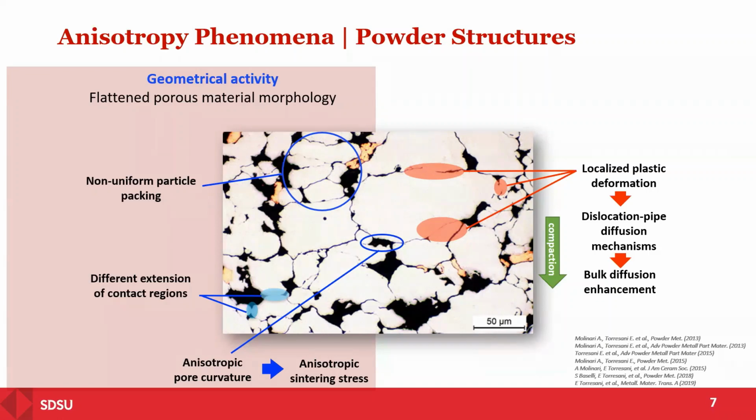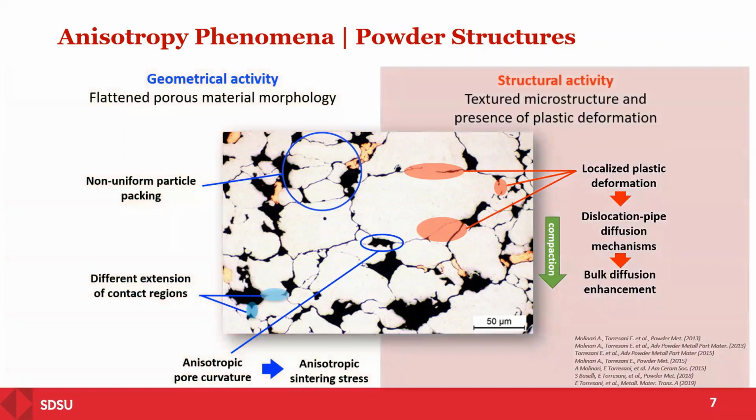So when we deform our material, we introduce defects, and these defects are dislocations. It has been studied how these defects increase the diffusion of our material from the inside of the particle to here where we have the pore. So this part, this kind of texture, the microstructure obtained due to the compaction, we define as structure activity. So when we model the sintering to consider the anisotropy, we take into account these two activities.